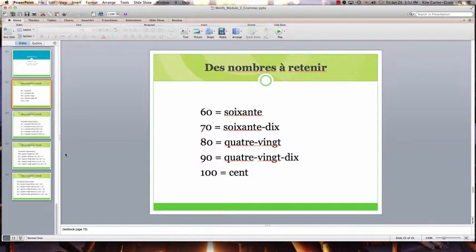So let's look at some of the math that's going on here. Soixante is pretty straightforward. It's just the word 60. But soixante-dix, what is that? Right, it's 60, 10. And 80 is 4 20s. 90 is 4 20s and 10. The French really know their multiplication tables because they do these numbers.